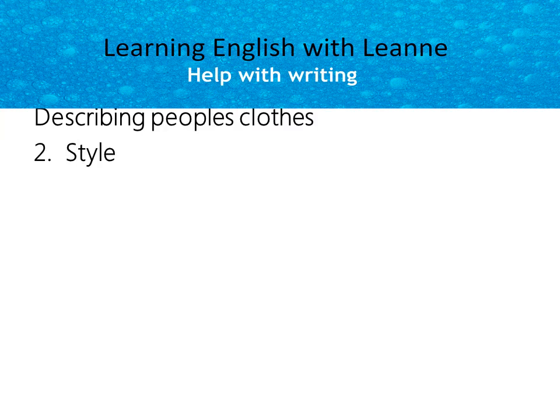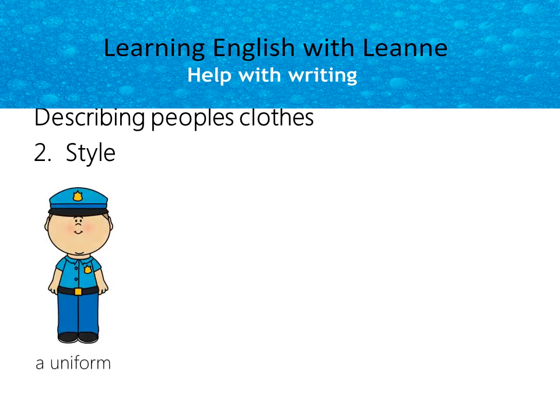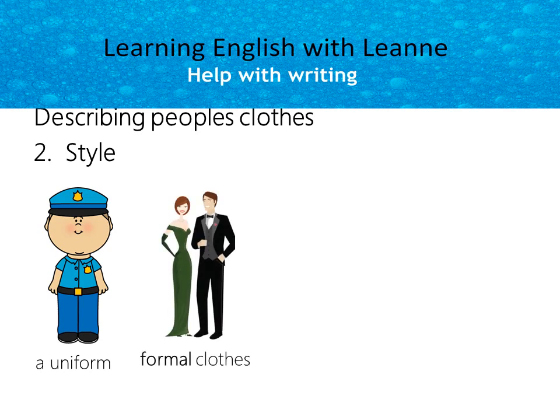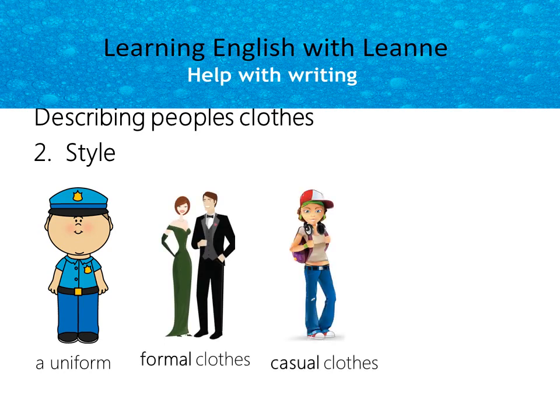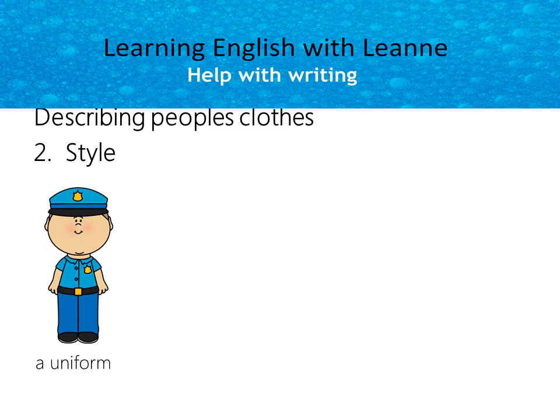Next is style. So this man is wearing a uniform. For some jobs we have to wear special clothes, a uniform. Formal clothes, casual clothes. So let's make a sentence here.